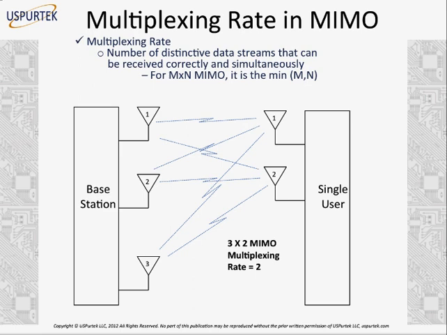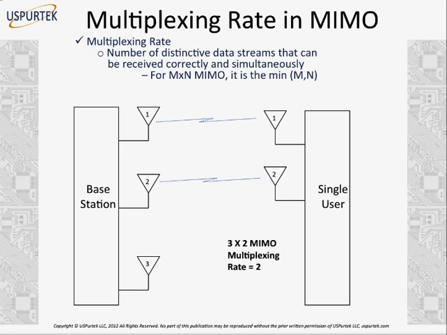What this means is, the higher the multiplexing rate, the higher the throughput. So in any MIMO system, this is an index of how much throughput you will have. Like if you have, let's say, 4 cross 3 MIMO, then the minimum of these is 3. Then the multiplexing rate is 3. That means you have 3 times the throughput of a single antenna.